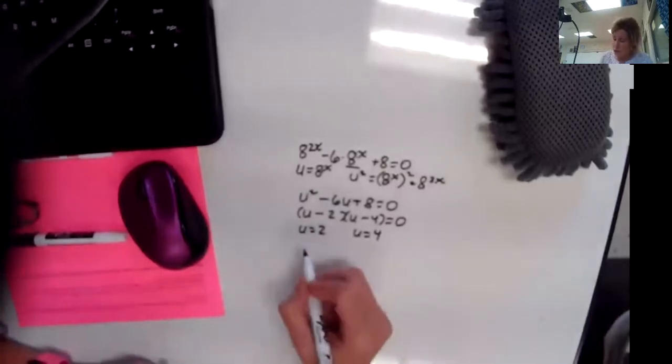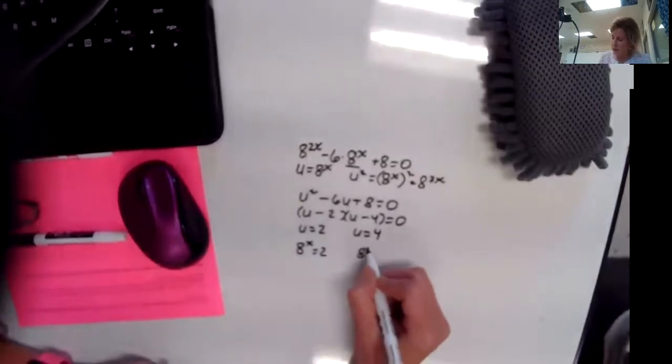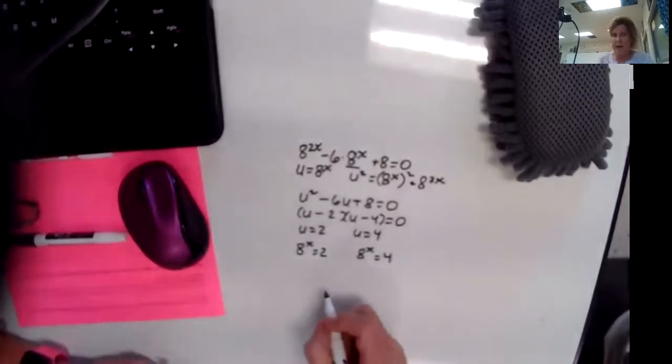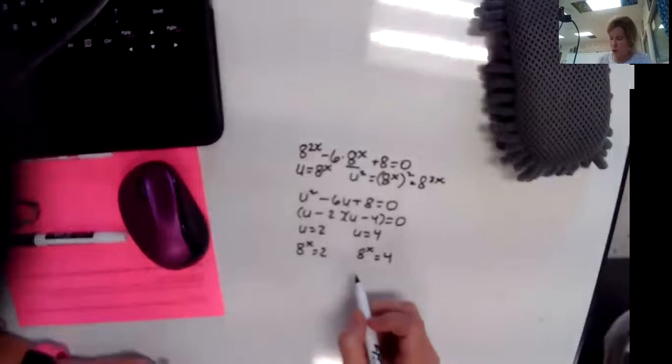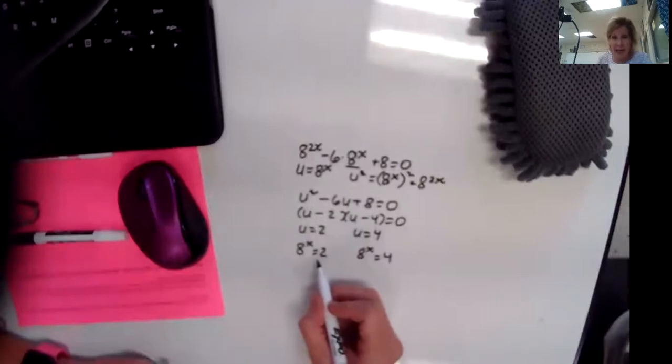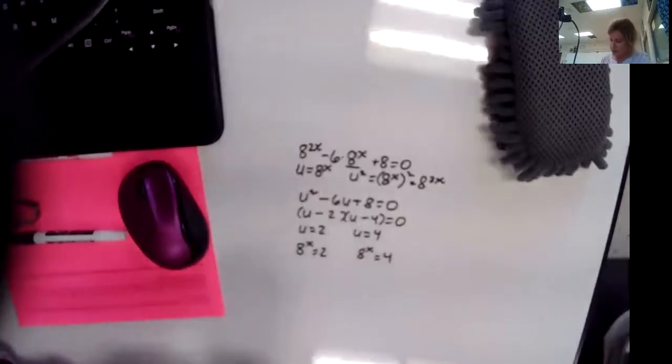Now u equals 2 can be replaced with 8 to the x equals 2, and similarly 8 to the x equals 4. So whenever I say u is 2, u is 4, it makes me think of the movie The Help, where the lady tells the little girl, you is kind, you is smart, you is beautiful. So there, u is 2, u is 4, and u is smart, right?